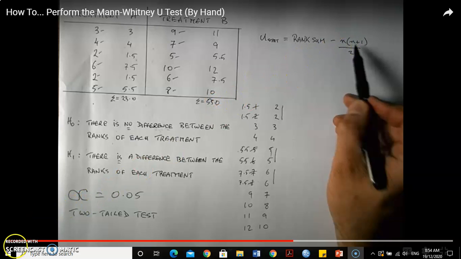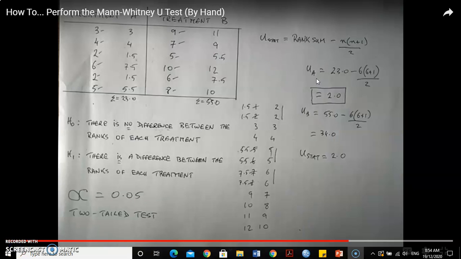First of all, we calculate the U stats for group A. The rank sum is 23, minus n, which is the number of the data, which is 6: 1, 2, 3, 4, 5, 6. So 6 in brackets, plus 1, divided by 2. So it is equal to 2. The U stats for group B is 34. Alright, so we choose the lowest U stats, which is the U stats for A, number 2.